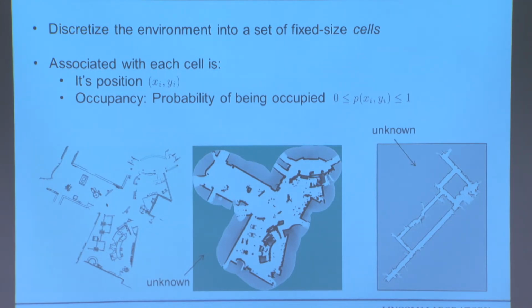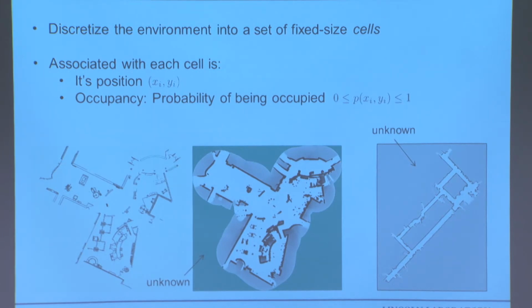Or it could be more of a gradient where you have cells that may or may not be occupied by some object in the environment. And typically you also mark cells with being uncertain about whether there is any object in the environment or not. So here are a couple of pictures of occupancy grid maps.